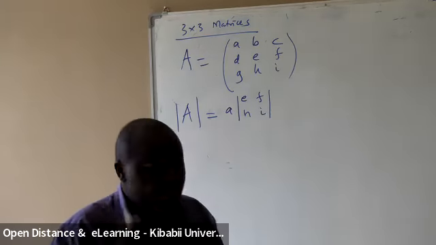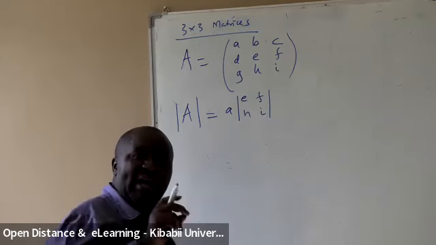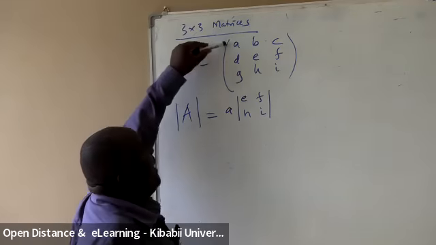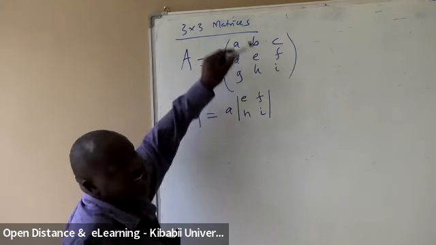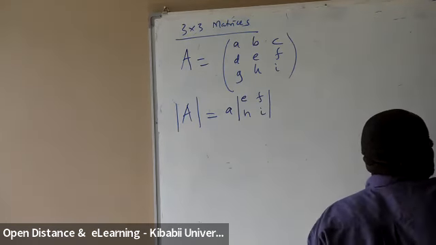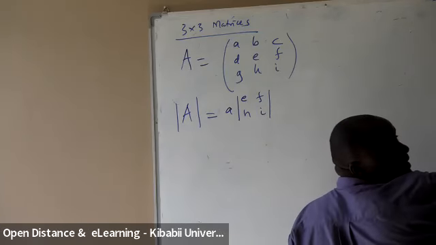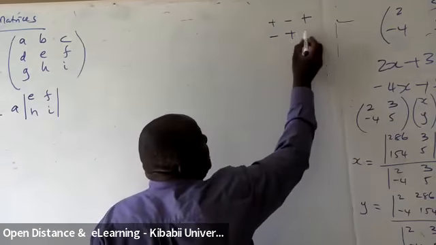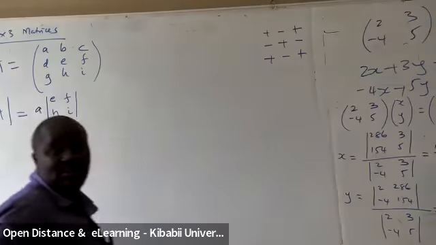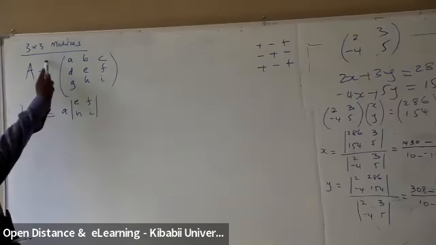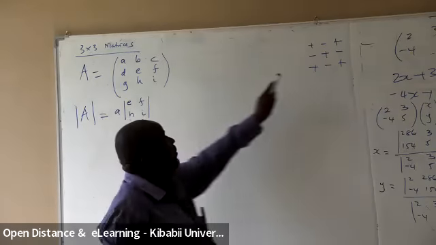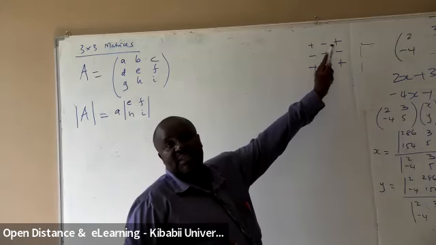Now, we must be cautious because as we use row 1, we must make some conventional assumptions. For row 1, the first term would be positive, the second negative, the third positive. We are interchanging plus, minus, plus. For row 2, we interchange minus, plus, minus. Row 3 is plus, minus, plus. So this sequence of signs has to be observed. If you use row 2, the first term will take negative, then plus, then negative.